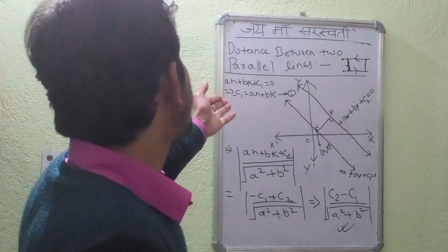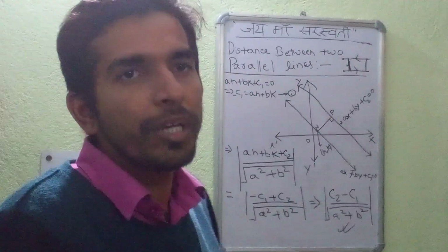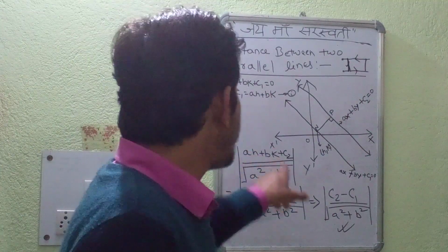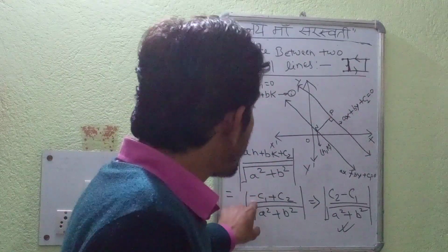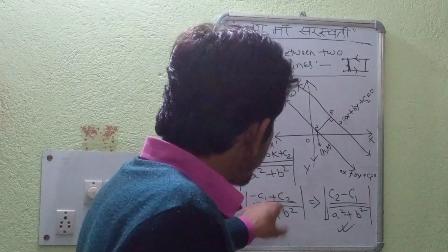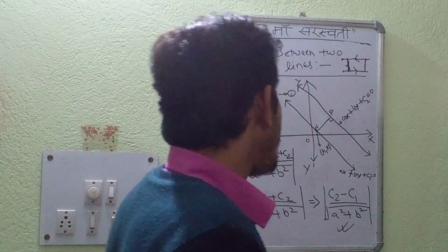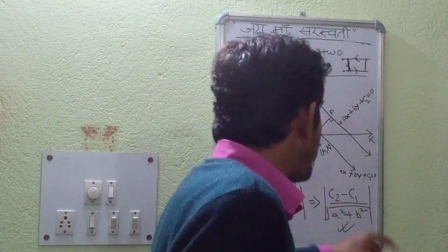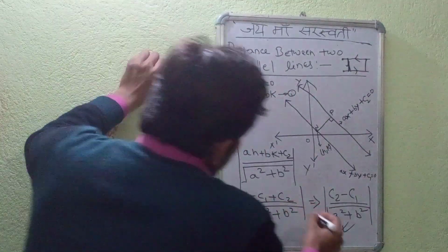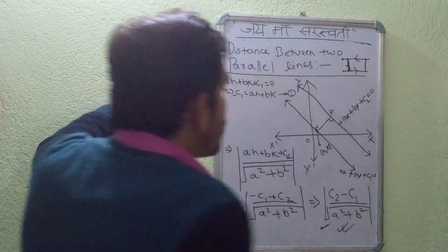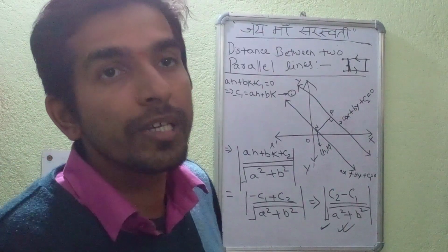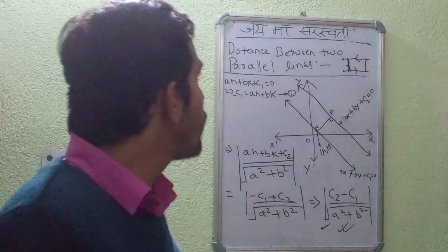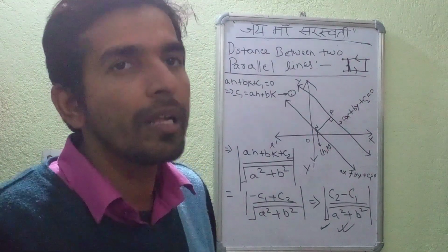Now we have already deduced one equation: ah + bk = -c1. In place of ah + bk we will substitute -c1. Plus c2 is already there, so plus c2 by the square root of a squared plus b squared. For our convenience, we will take c2 first: (c2 - c1) by the square root of a squared plus b squared. So this is the distance between the two parallel lines. This is the complete procedure for finding the distance between the two parallel lines.